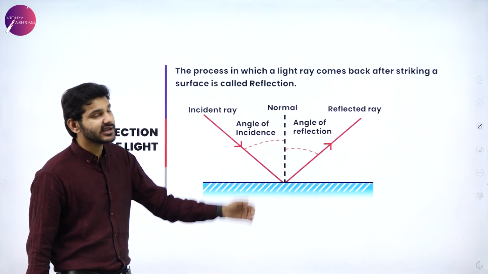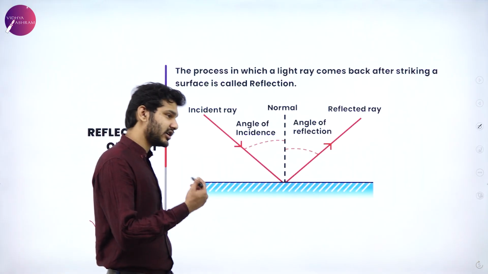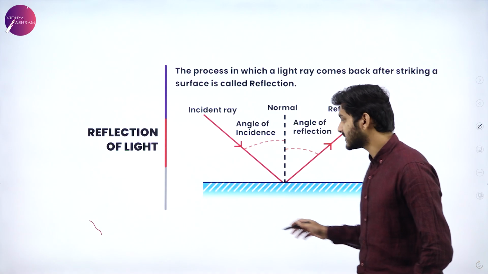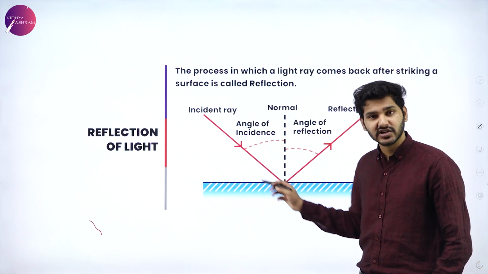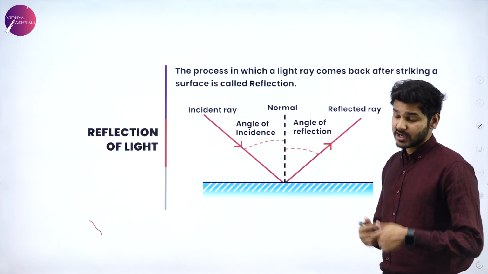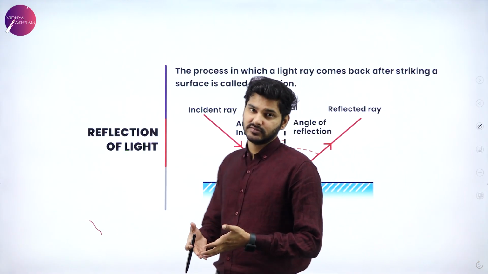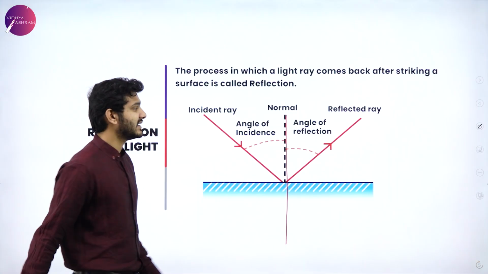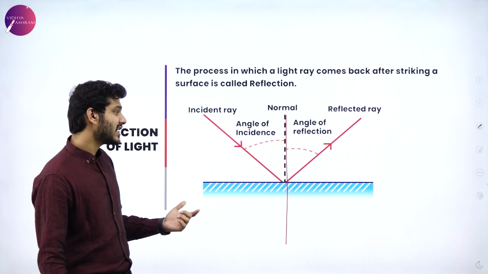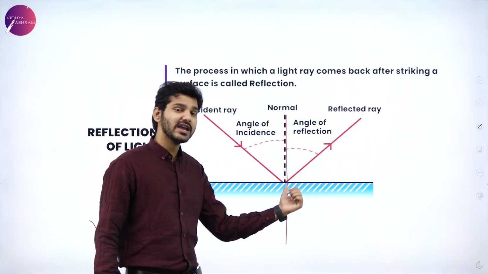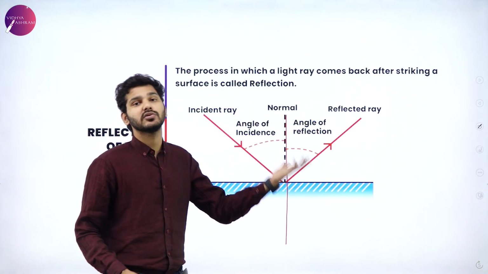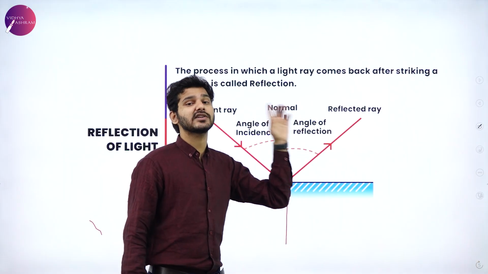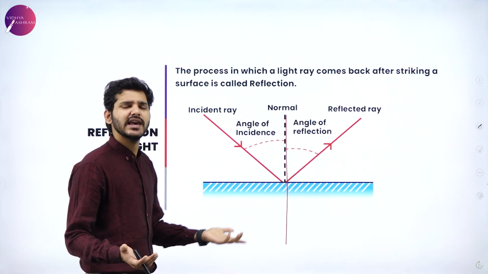The incoming ray is known as the incident ray. So basically, there are two rays. One is the incident ray, one is the reflected ray, and this is a representation of reflection on a plane surface. Again, if I draw a normal to the surface, let's say this is the normal which separates the incident ray and reflected ray, then I can say that the incident ray with the normal makes an angle that is known as the angle of incidence. The normal and the reflected ray actually makes an angle, and that is known as the angle of reflection.